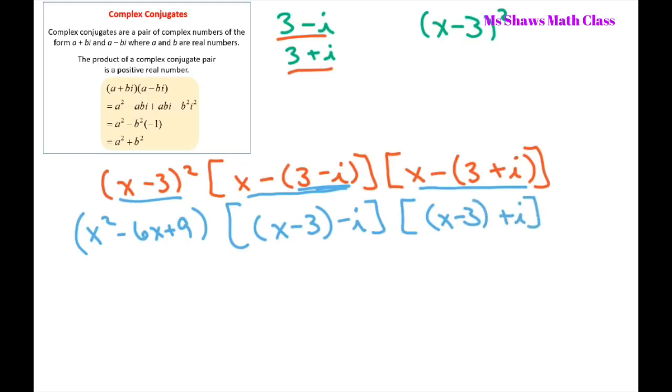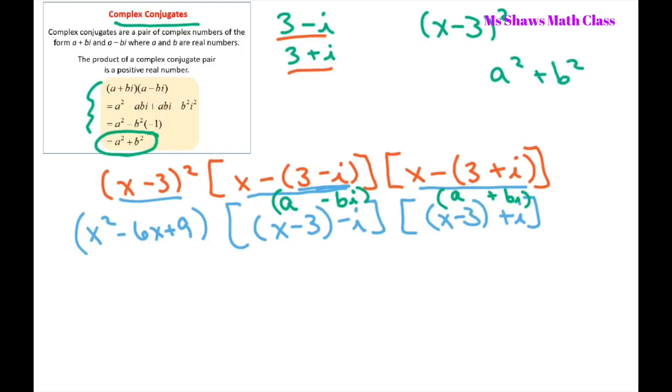And the reason I did that is because now I have this form of a minus bi times a plus bi. And by our complex conjugates, we're going to get the product of these, and this is the standard form there. But our main concern is that that's going to be a squared plus b squared.